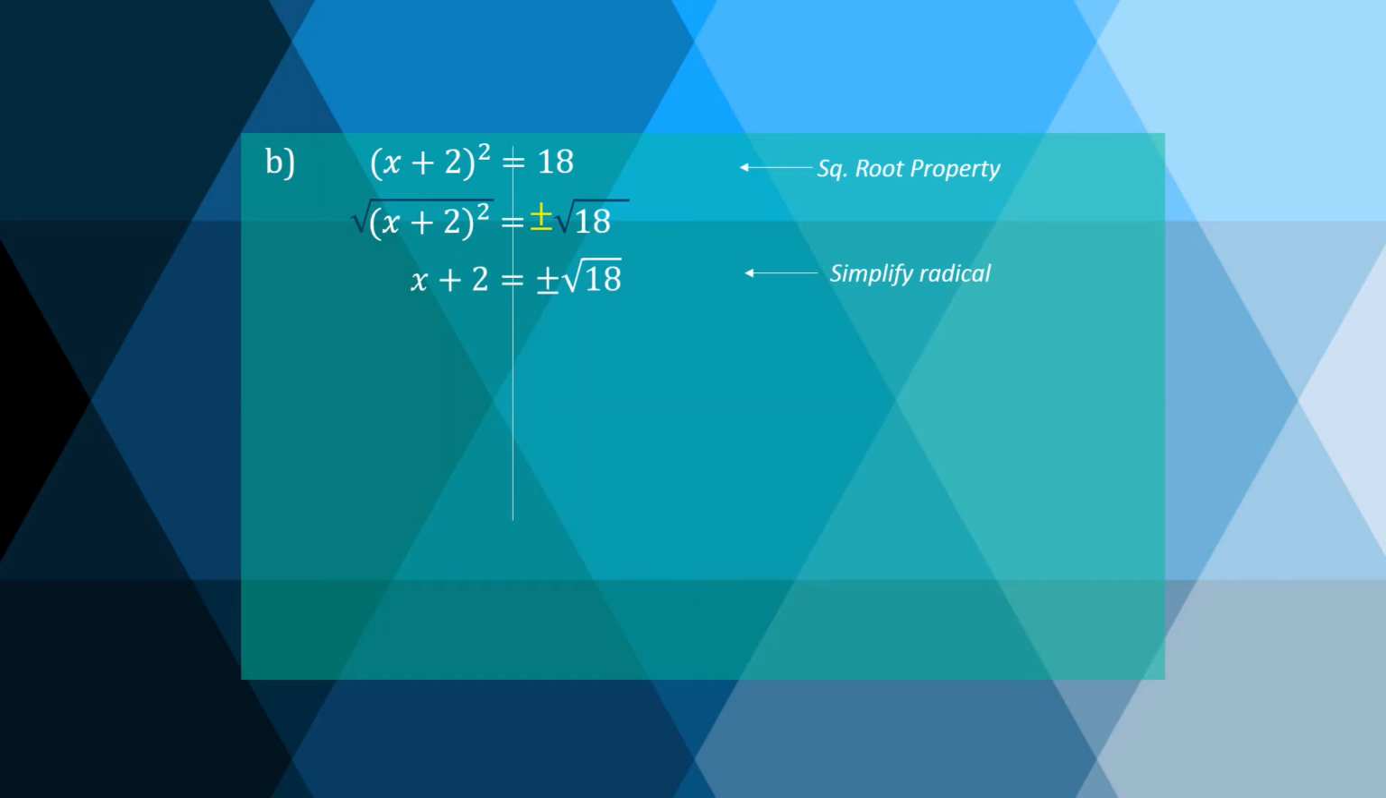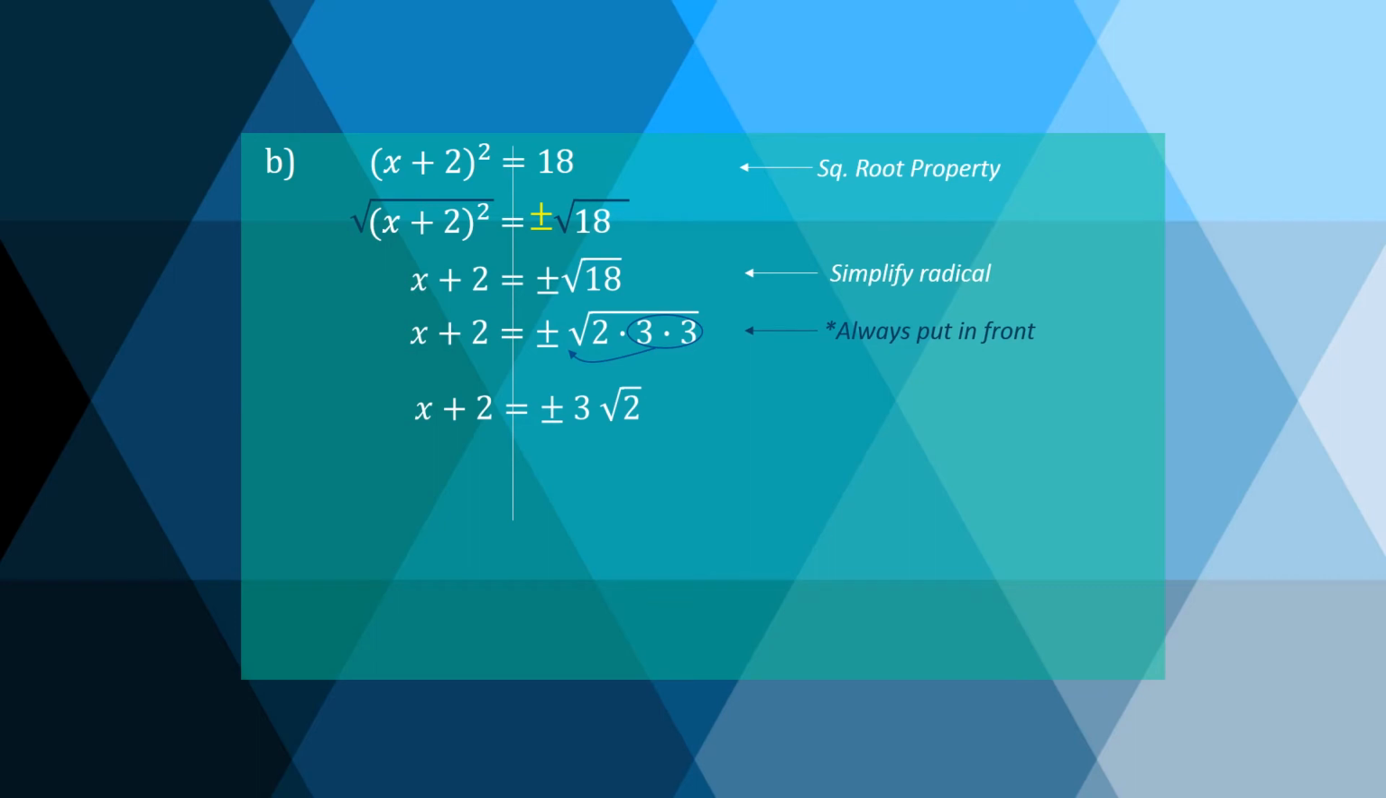So take a moment now to factor 18. Hopefully you found the factors of 18 to be 2, 3, and 3. Notice we do have a set of 3's under the radical, and whenever you pull it out, it always goes immediately in front of the radical. So now we have x plus 2 equals plus or minus 3 square root 2.